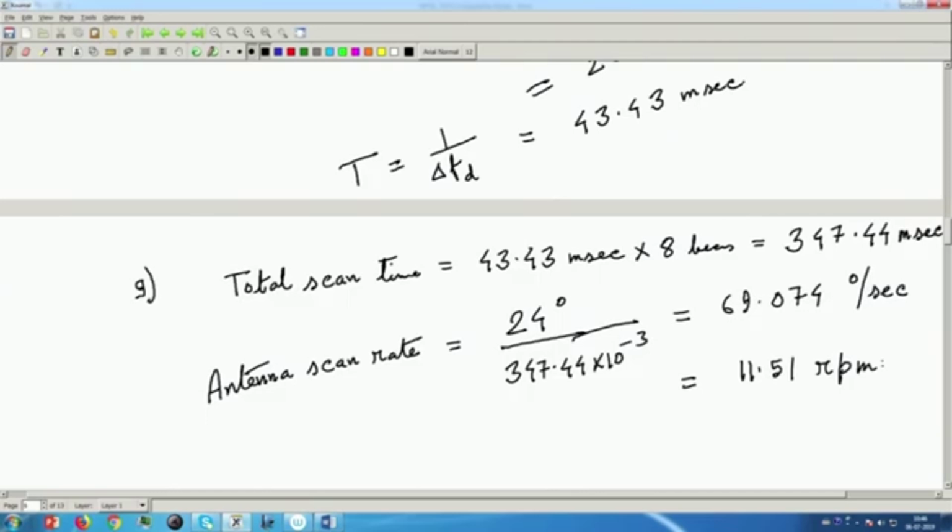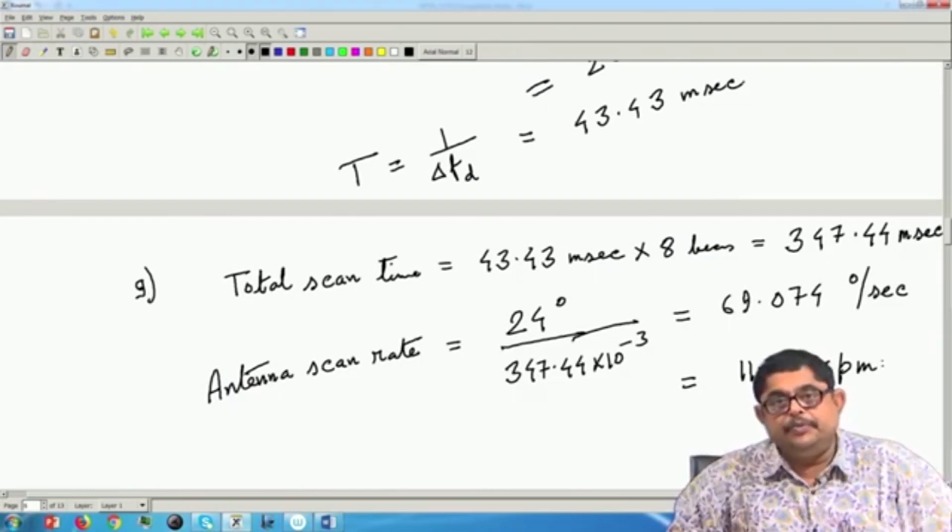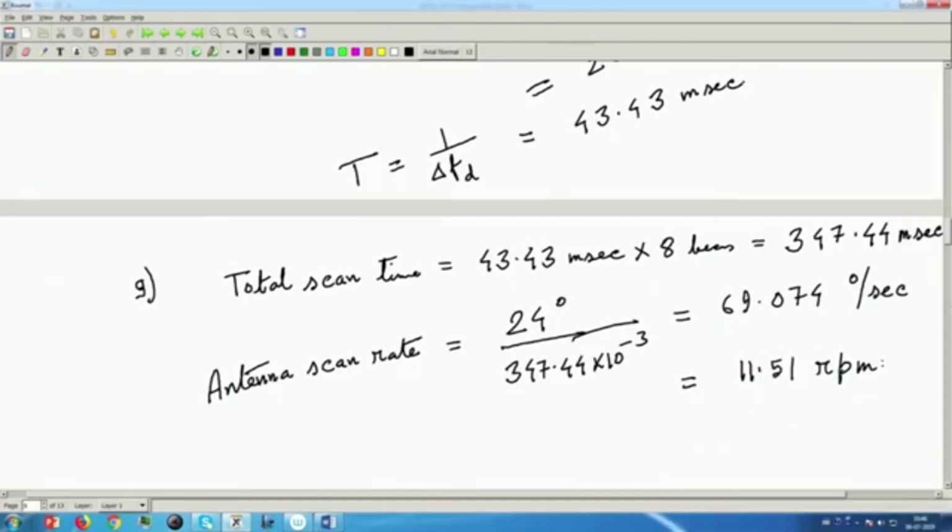So, you see a complete design type of problem, where you can get all these things from the basic concepts of radar. Okay. So, thank you. This is the only problem for SAR. This is enough for whatever we have covered in the class.